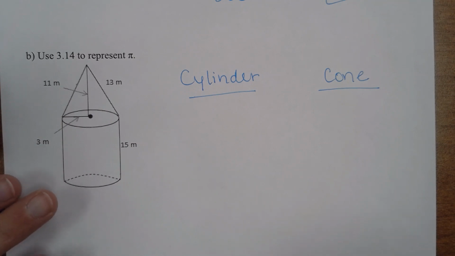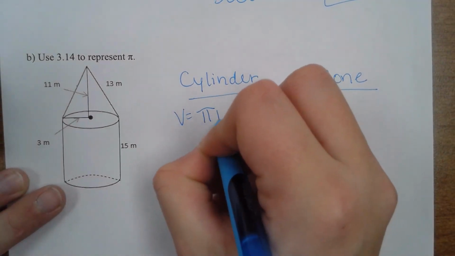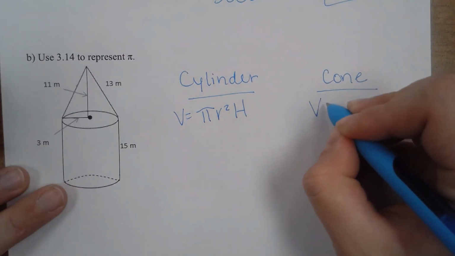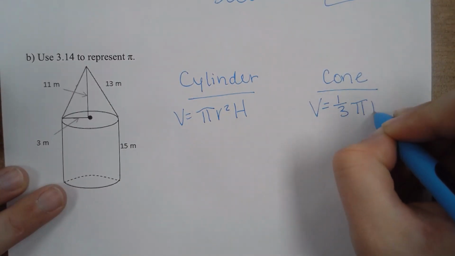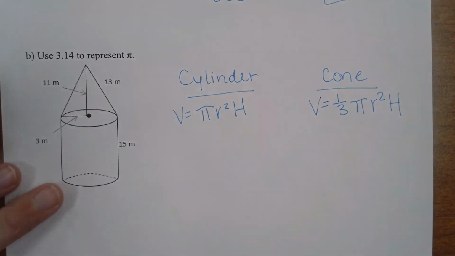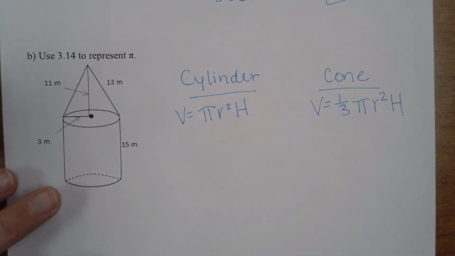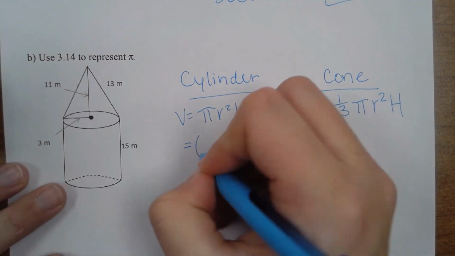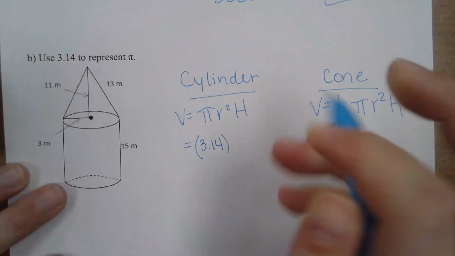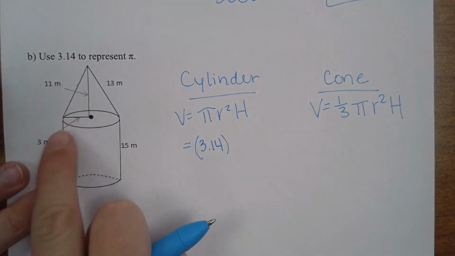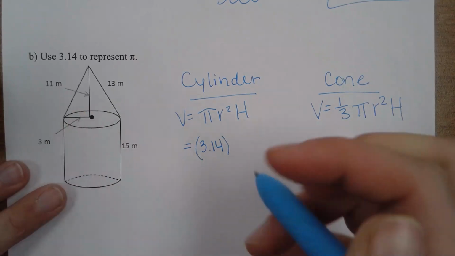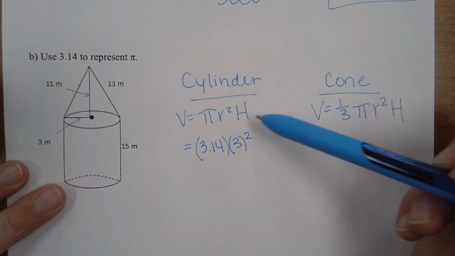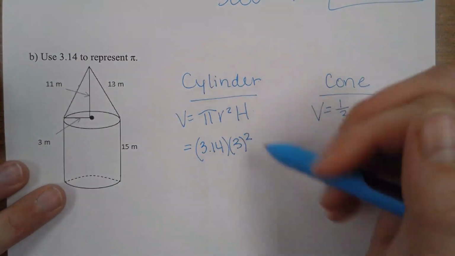Your volume formula of a cylinder is pi r squared h, and the volume formula of your cone is 1/3 pi r squared h. Alright, so let's start with our cylinder. They do want us to use 3.14 for pi. R is the radius of the cylinder, and they indicate that right here, which is 3. So we're going to square the 3, and then our height of the entire cylinder is going to be that 15.